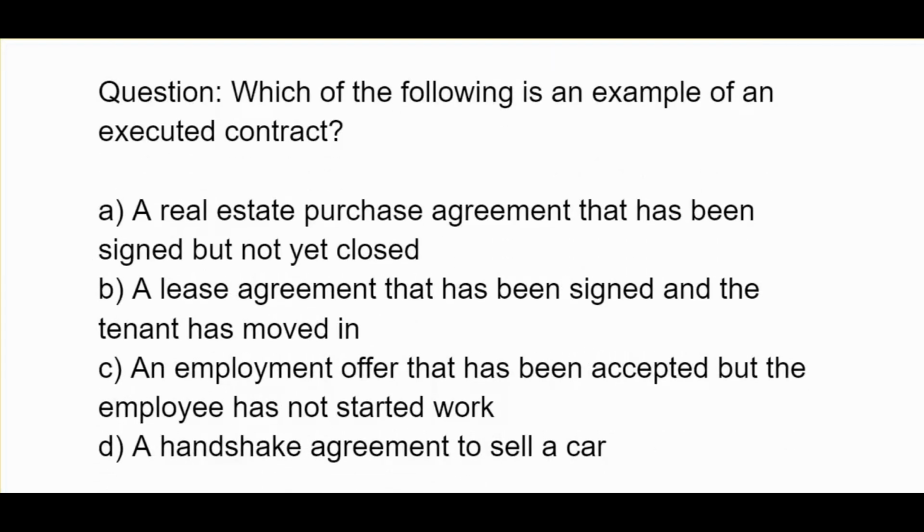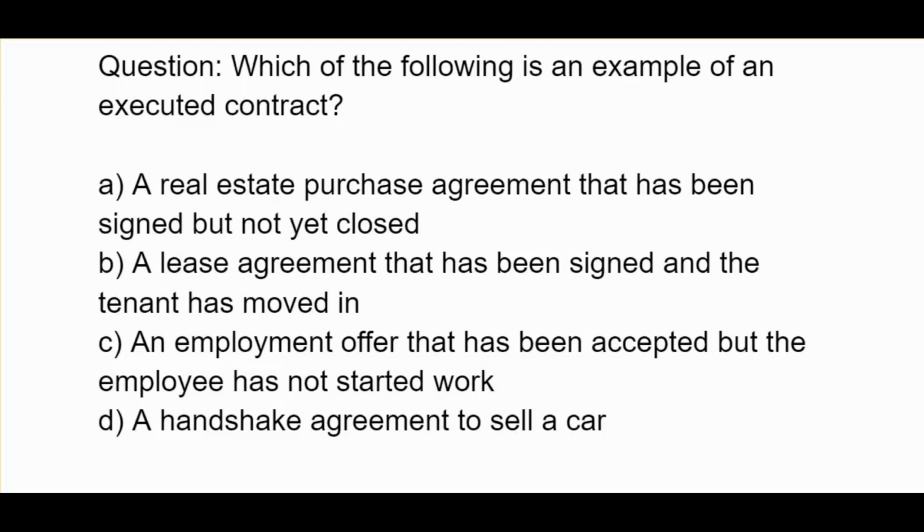Which of the following is an example of an executed contract? A, a real estate purchase agreement that has been signed but not yet closed. B, a lease agreement that has been signed and the tenant has moved in. C, an employment offer that has been accepted but the employee has not started work. D, a handshake agreement to sell a car.